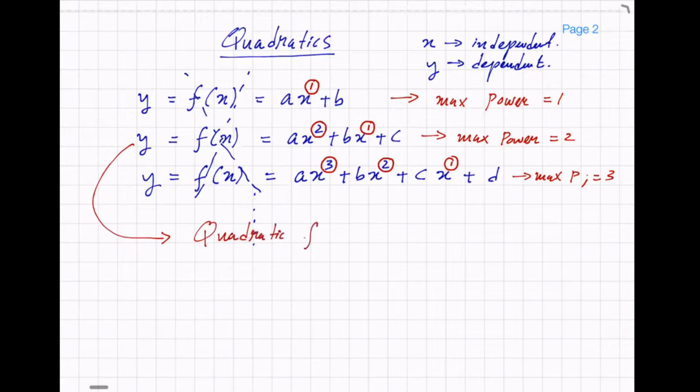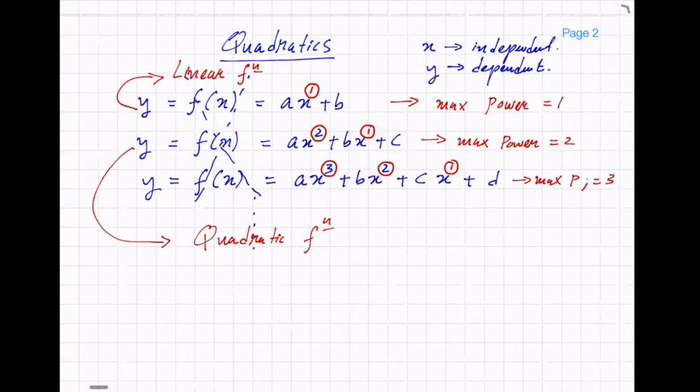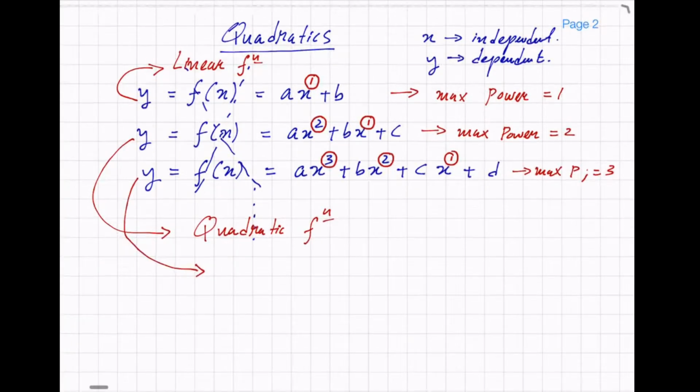Now the maximum power is 1 here, so these kinds of functions we call linear functions. And then the third one, the maximum power is 3, we call them cubic functions. So that's how you simply differentiate the power functions.